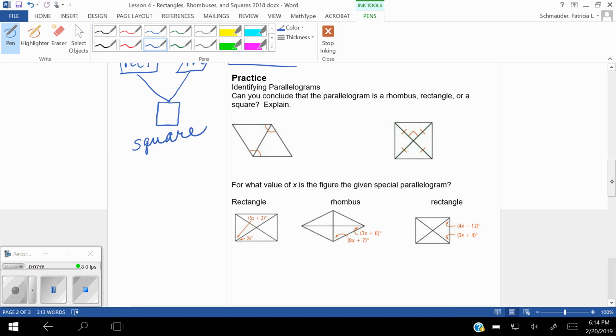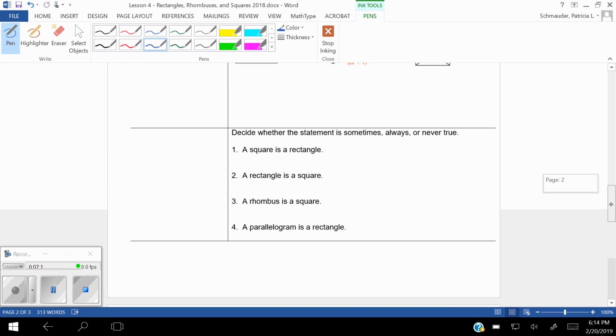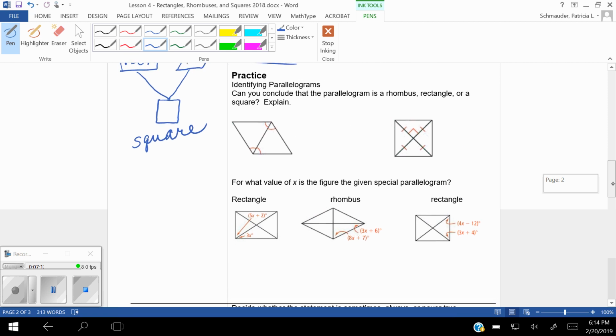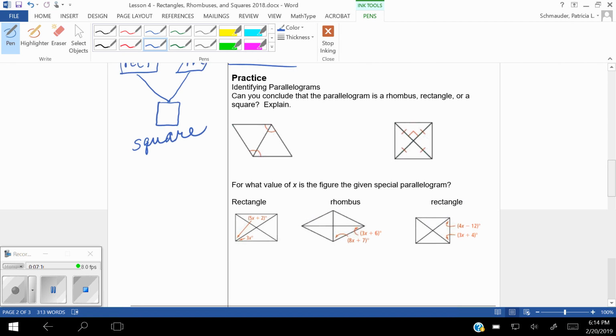Let's see, I think all we have left now is to do some practice. That's right, so let's do it. Can you conclude that the parallelogram is a rhombus, rectangle, or a square? Explain. This is probably a good time for me to tell you that on your upcoming quiz or upcoming tests, I'll probably be asking you to give me the most specific classification of quadrilateral that you can. So this is going to be good practice for us here.